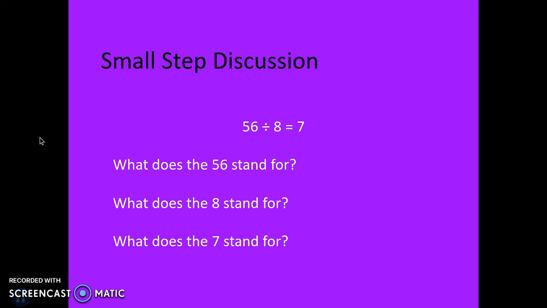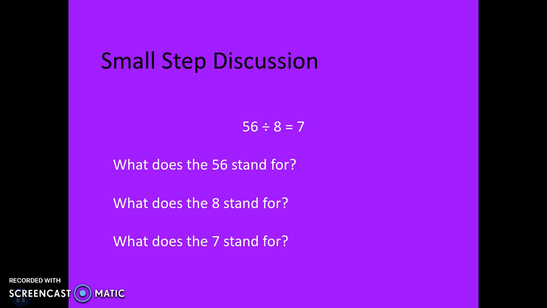Some discussions about what all of this stands for. Now, when we were doing that on the whiteboard, I had put over each one of those numbers, 56, the 8, and then the 7, a letter which told us what each of these represents. So when I'm thinking about that 56, it stands for 56 total Hot Wheels. I already know the total amount. And I know that part of that amount is 8. So that 8 stands for a part of that 56.